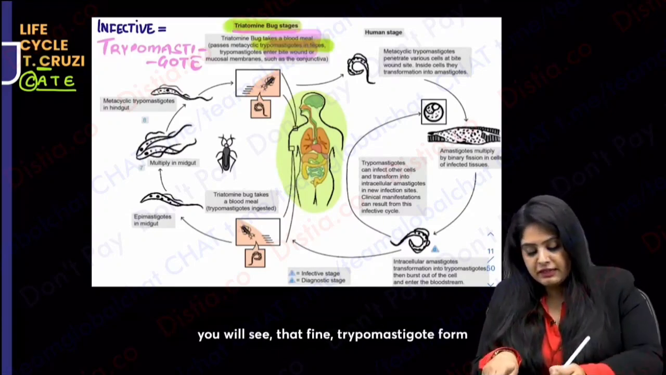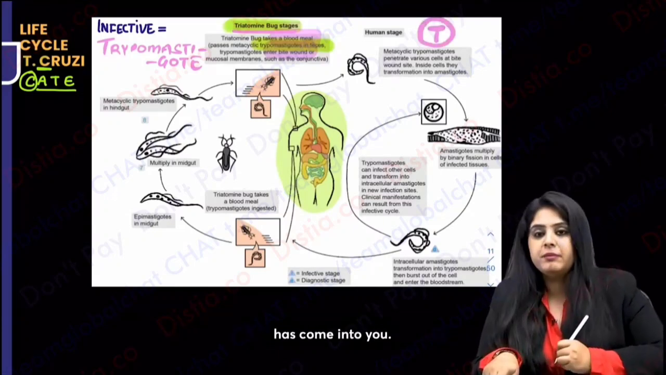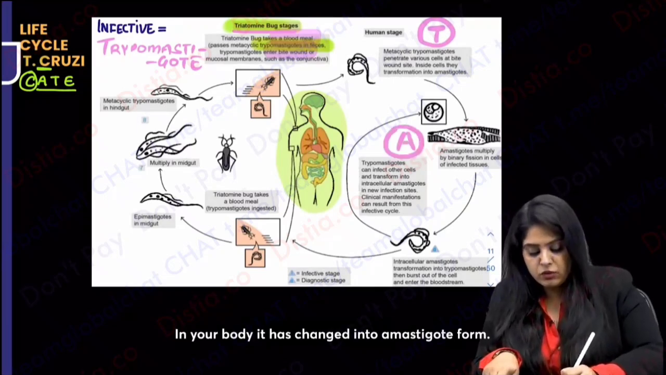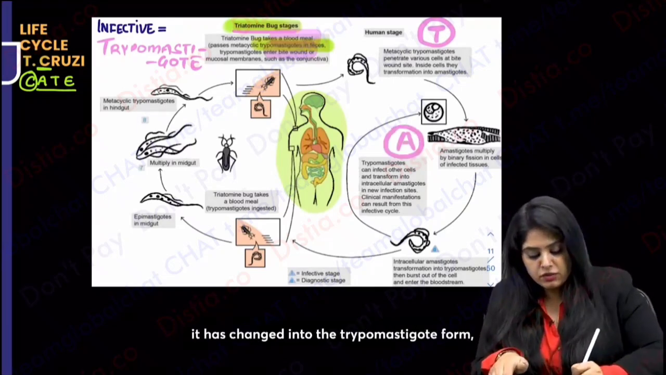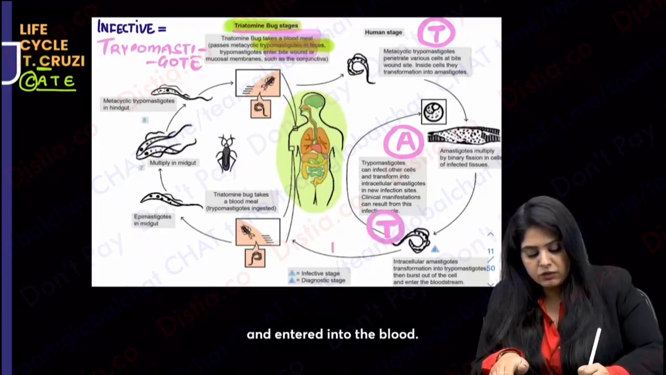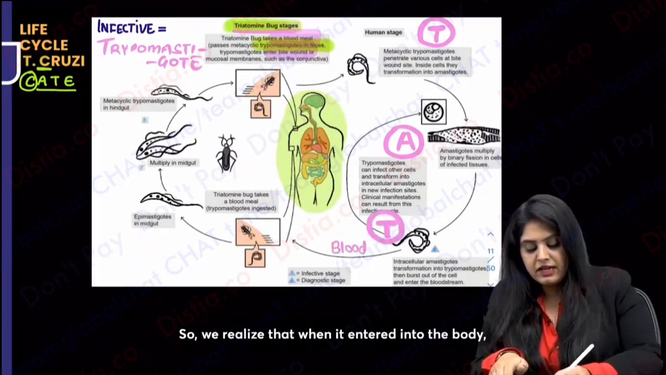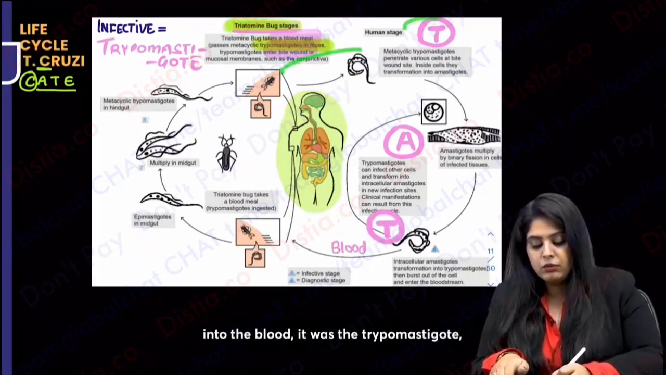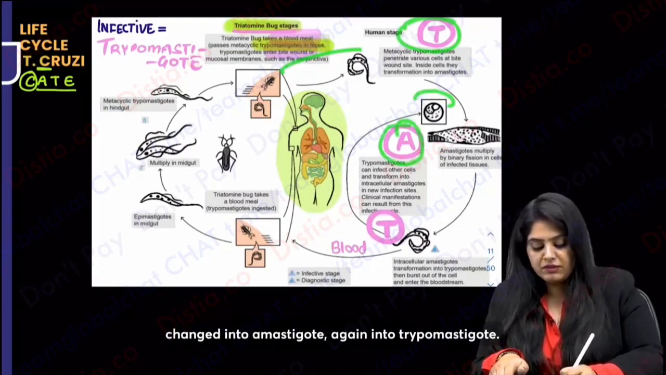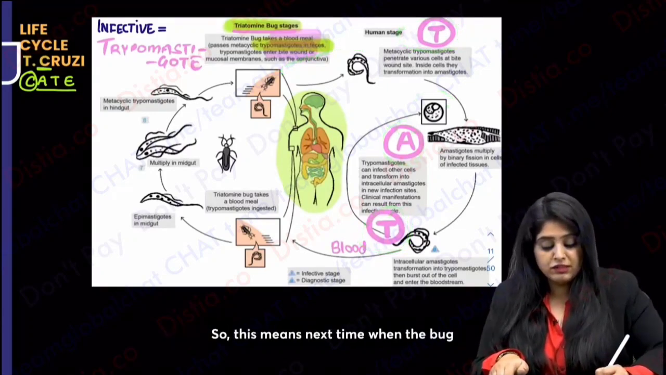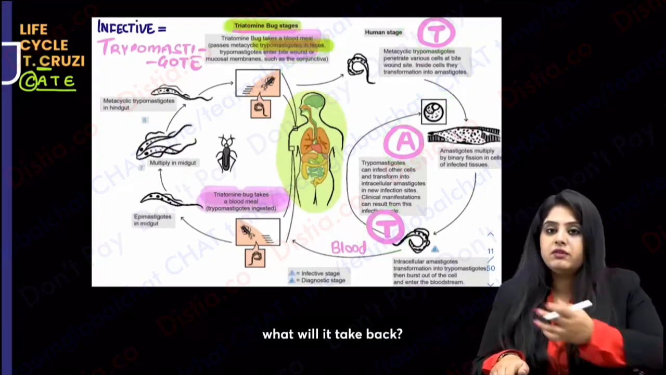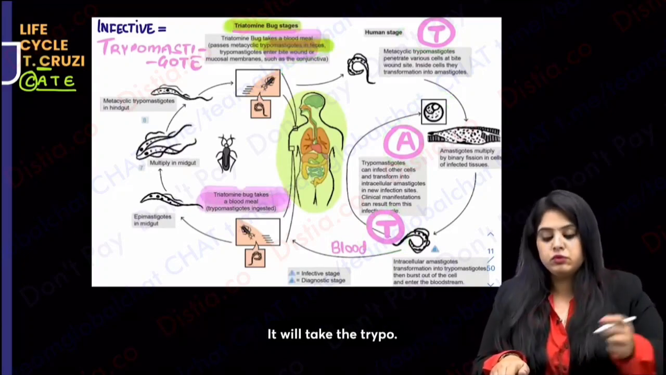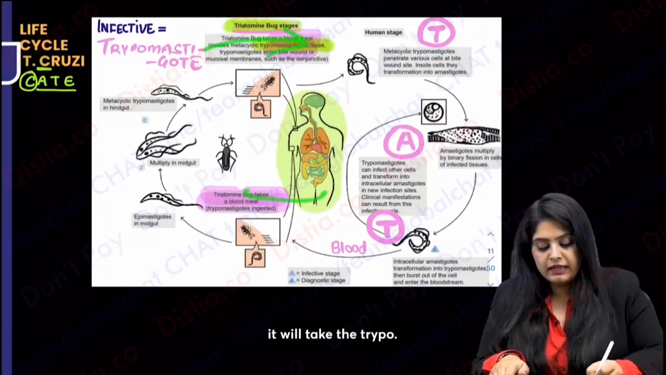You will see that the trypomastigote form has come into you. In your body, it changes into the amastigote form. From the amastigote form, again it changes into the trypomastigote form and enters the blood. So when it entered the body, into the blood, it was trypomastigote, changed into amastigote, again into trypomastigote. This means next time when the bug comes to take the blood meal, what will it take back? It will take the trypo. It gave the trypo, it will take the trypo.